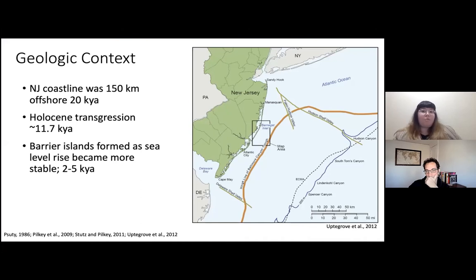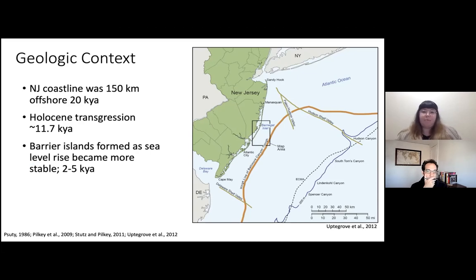So of course, a little bit of geologic context. 20,000 years ago, when the Laurentide ice sheet began to retreat, the New Jersey coastline was about 150 kilometers offshore, approximately on this figure on the right, at the 200-meter isobath, the dark blue line.